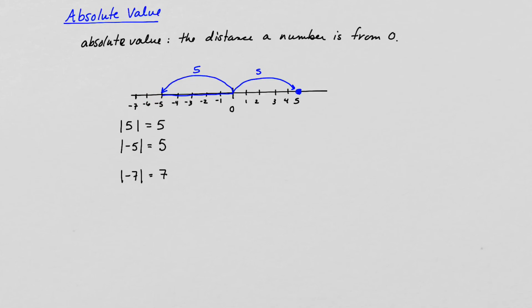The absolute value of 3 would be 3, because I just have to move 1, 2, 3 steps away from 0. Some people think about absolute value as it takes the number and it just turns it positive. And that's an okay way to think about it, but it will be easier later on in the course if you think about it as the distance. So absolute value is the distance from 0.